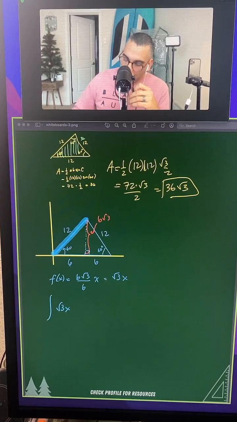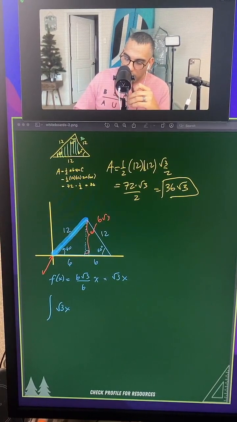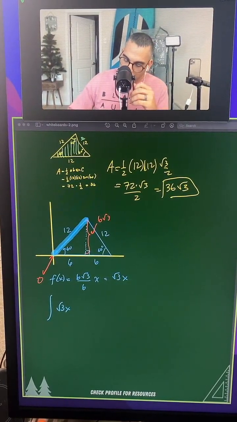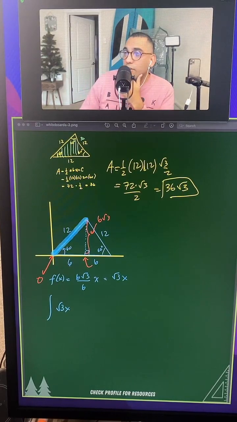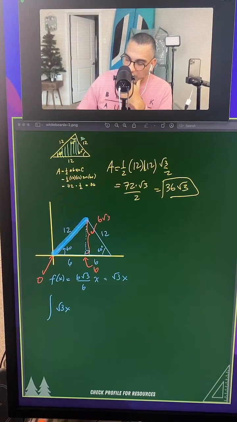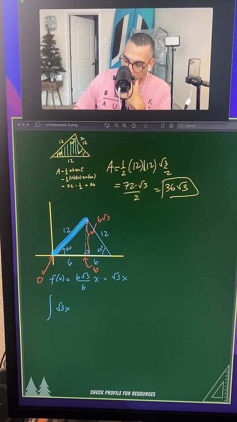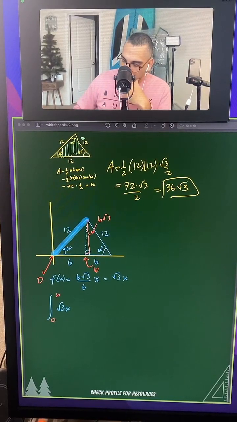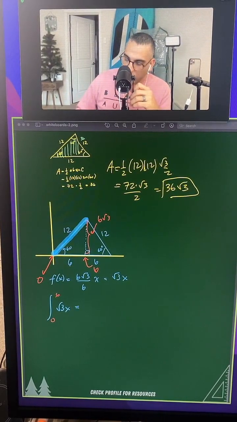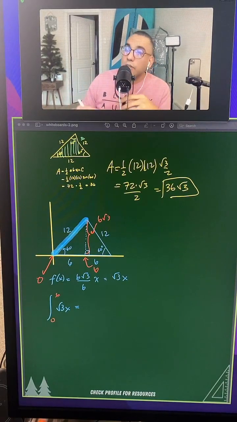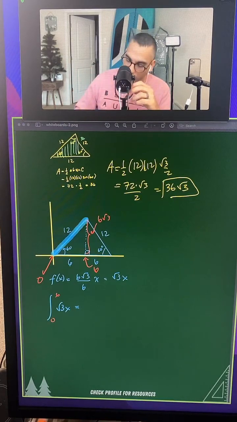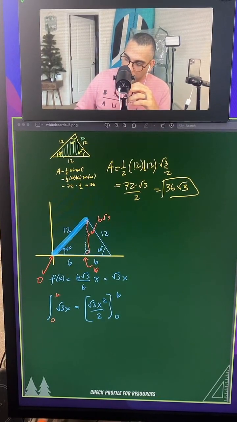Now we just got to find the parameters. Well, let me draw these in red. In the beginning, it starts at 0. And now it goes to this end over here, and that's going to be just 6. So our parameters are from 0 to 6. So now let's go ahead and use some calculus skills and solve for this. We're going to go ahead and use the first fundamental theorem of calculus. So we're going to use the power rule for that root 3x. And this is going to be root 3x squared over 2 from 0 to 6.